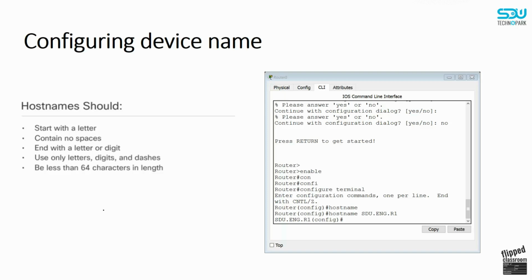And as an example, here is how to name your device: SDU, first of all, I defined the organization, dot engineering faculty, dot router 1. So when you configure this device, you will immediately see which organization this device belongs to, which department it is placed in, and which router it is. But if you work with just the name router, it will not be understandable which router you configure, from which organization, from which department, and which router it is.